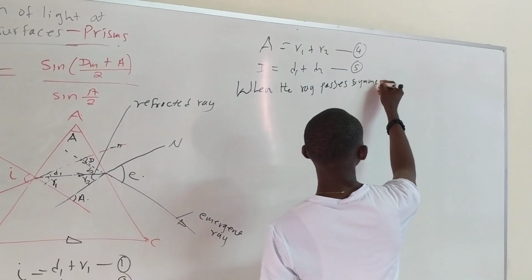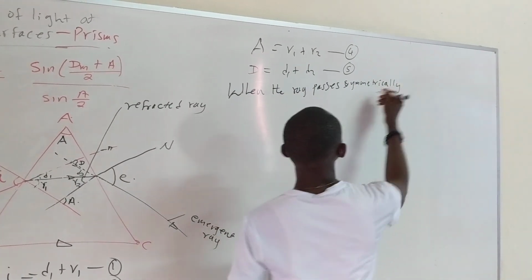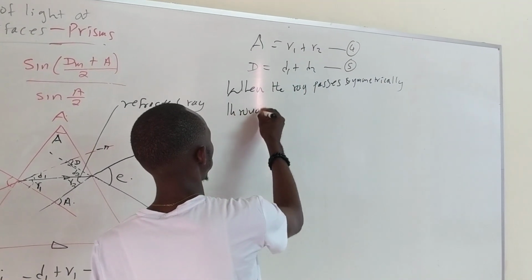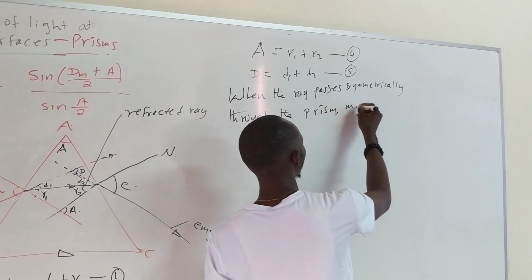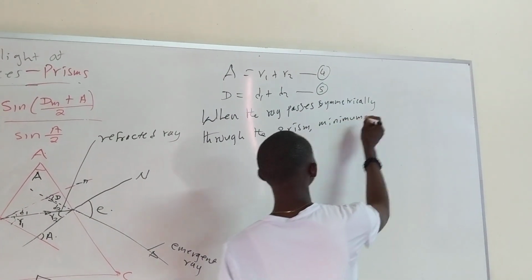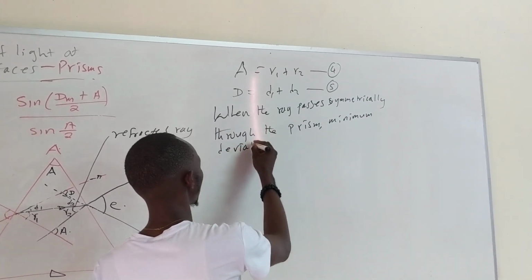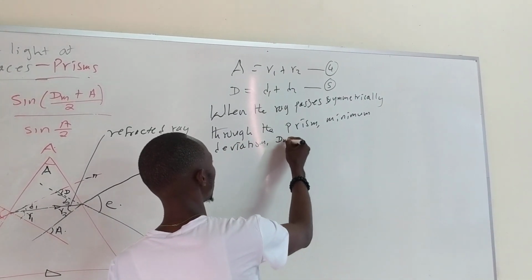So when the ray passes symmetrically through the prism, minimum deviation takes place. So definitely minimum deviation takes place, which is Dm.